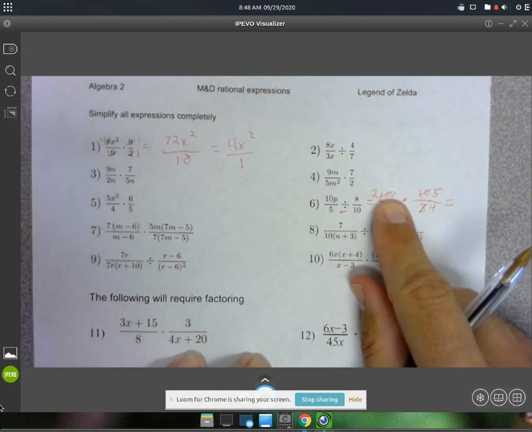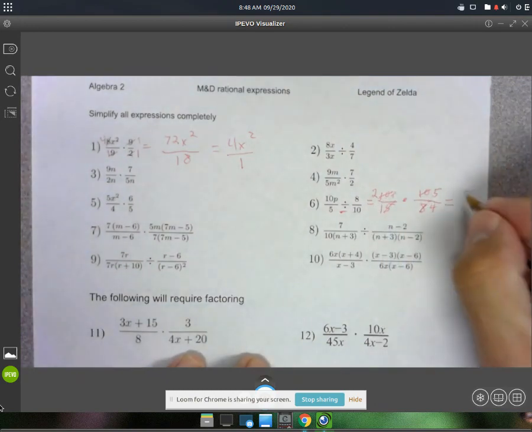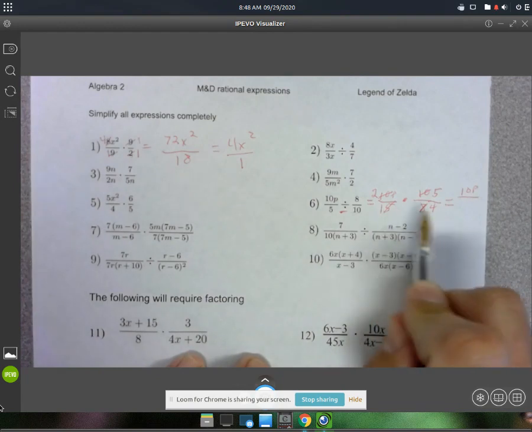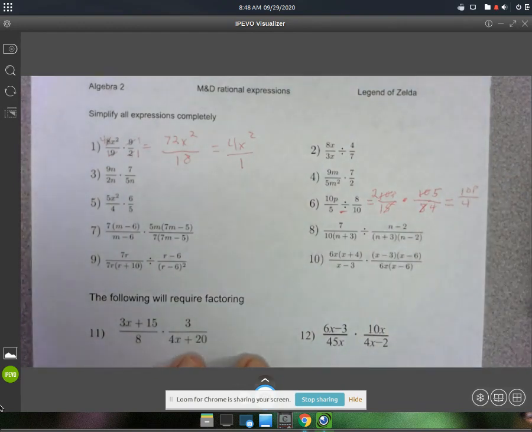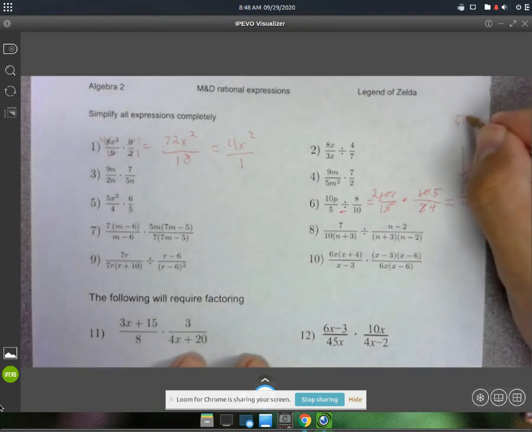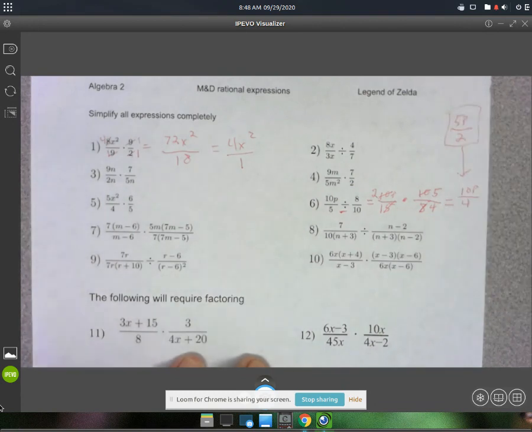So here we have 2p times 5. So we get 10p. And on the bottom, you just have 1 times 4. All right. Then the 10 over 4, those you can divide by 2 again. So divide by 2, you'd have a 5p on top and a 2 on the bottom. So that would be our answer for number 6.